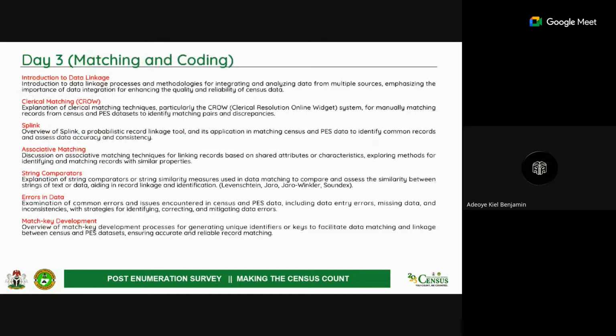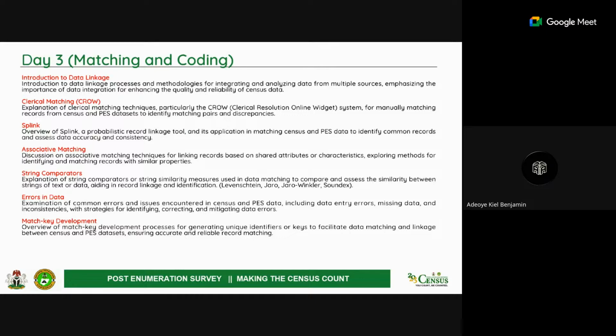So on day 3 of the workshop, we were made to understand matching techniques. There are various tools that help to validate the data from the PHC, which is the population and housing census, and the PES, which is the post-enumeration survey. Remember, as my boss has rightly said, the post-enumeration survey is not to correct the final published census figure.